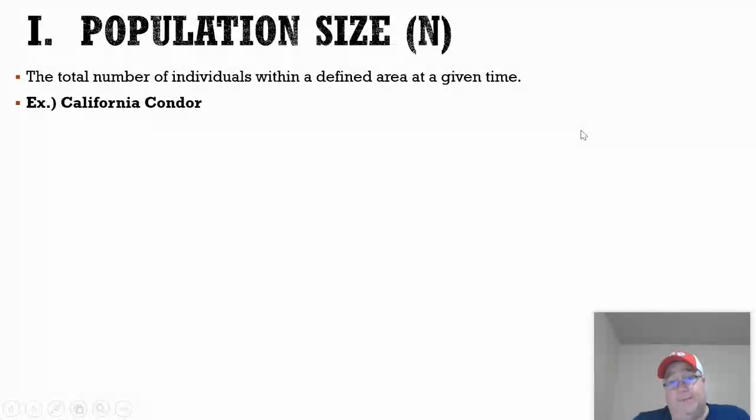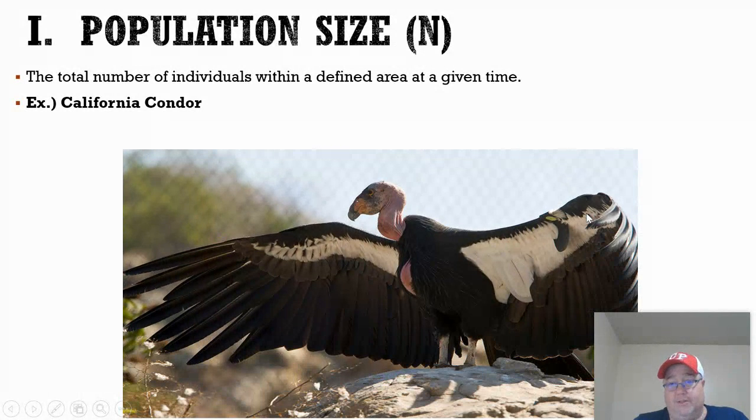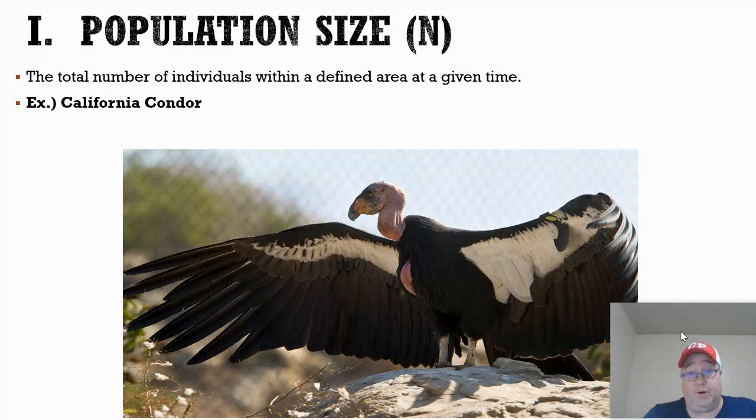Population size, typically we use a variable, and the variable is a capital N. I'll give you an example here. This is California condors. This is a very large bird. I believe, and I may be wrong about this, that this bird has the largest wingspan of any North American bird, or maybe any bird in the world, but I'm not sure about that. But they're big birds, big wingspans.